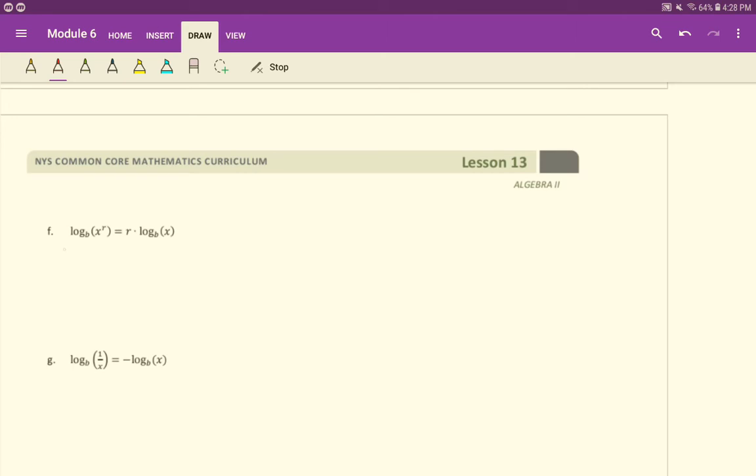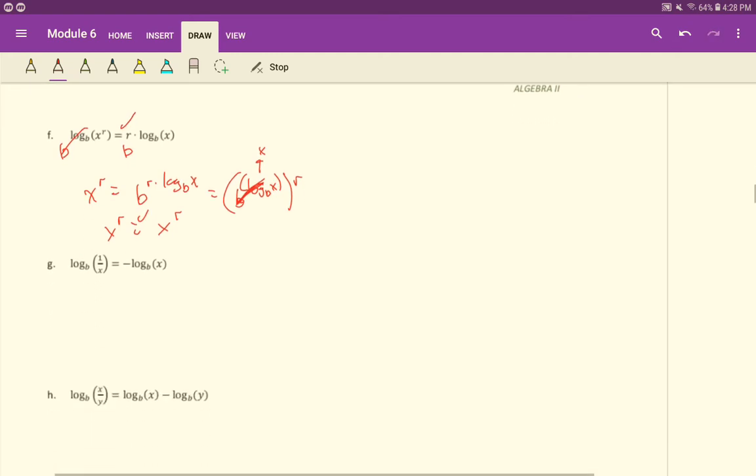Same situation here, we'll do b to the left-hand side, b to the right-hand side, which means those will cancel, and we'll have x to the r. And this one is b to the r times log base b of x, which we can rearrange and say is the same thing as b to the log base b of x, all to the r. These will exactly cancel, so we'll have x to the r equals x to the r, because the log base b and the b cancel and leave us with just the x. So check, that's right.